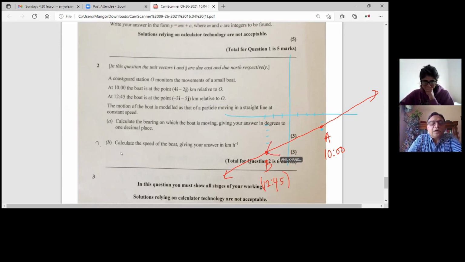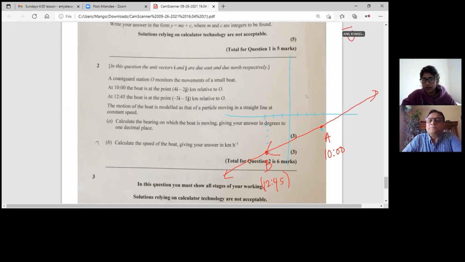Then part B is calculate the speed of the boat, giving your answer in kilometers per hour. So these are your 2 parts. Basically you have to find the velocity. Speed is the magnitude and bearing is the angle. So the velocity vector is something which you need to find.